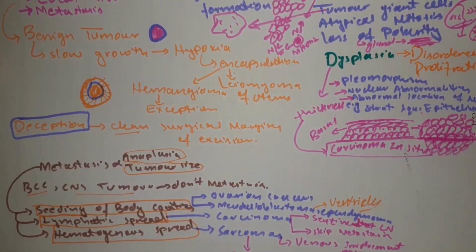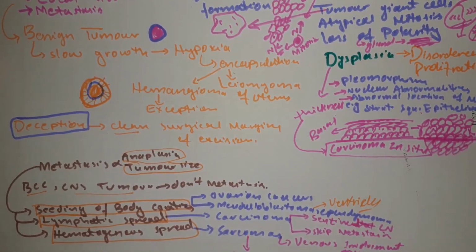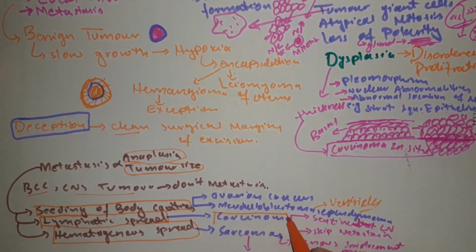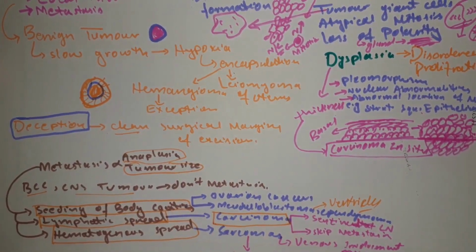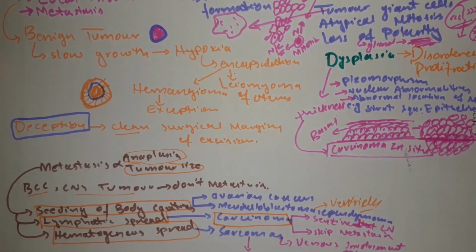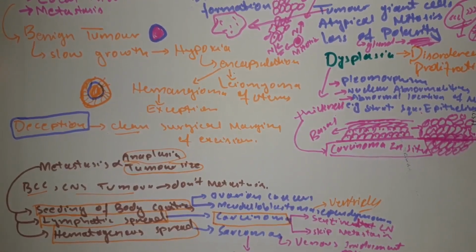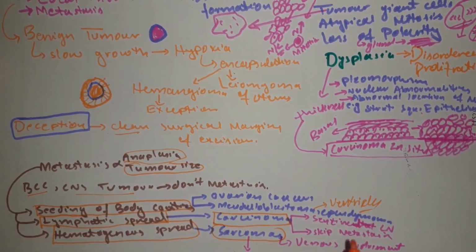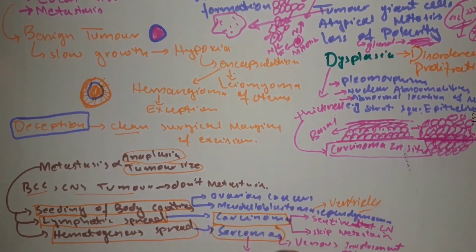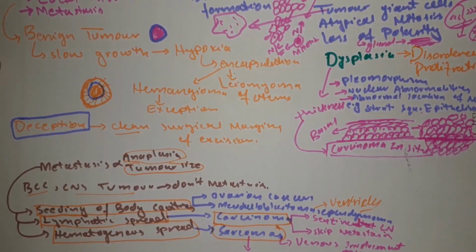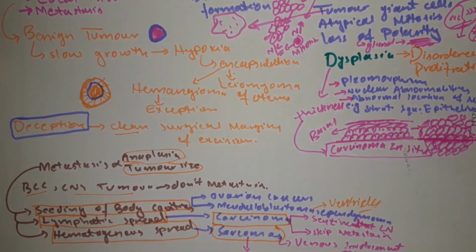Next we move toward lymphatic spread, which is mostly shown by carcinomas. Carcinomas are basically epithelial tumors, and the hematogenous spread is mostly shown by sarcomas, which are mesenchymal in origin. This is not a hard and fast rule. Carcinomas can also spread by blood, and sarcomas can also show lymphatic spread.